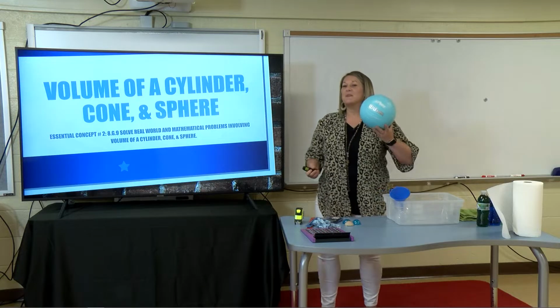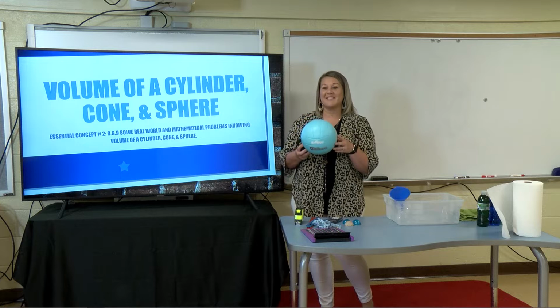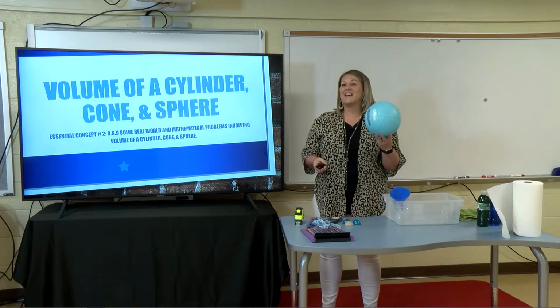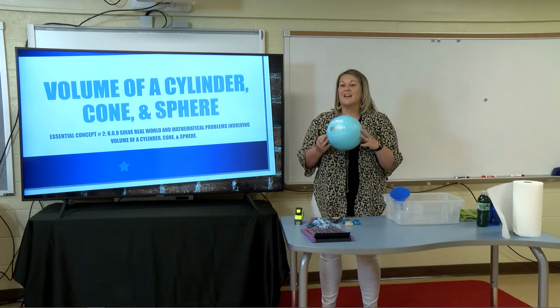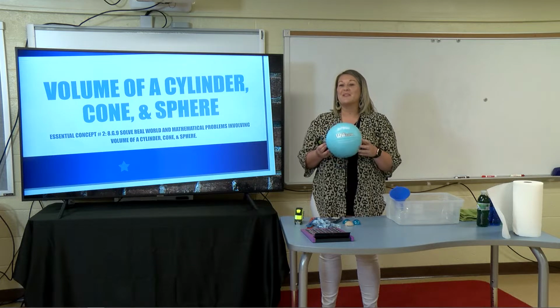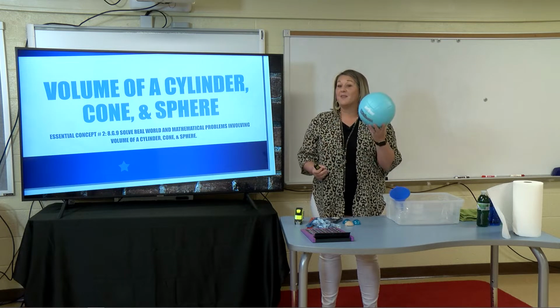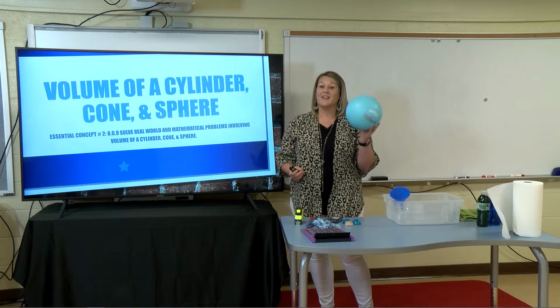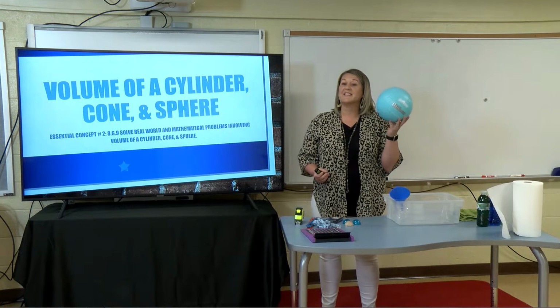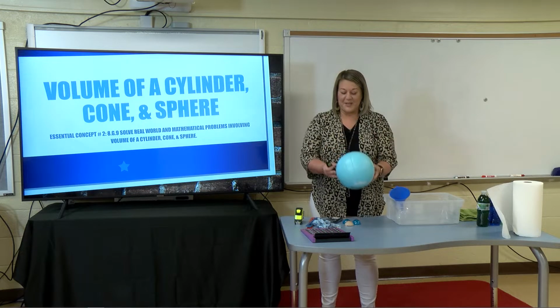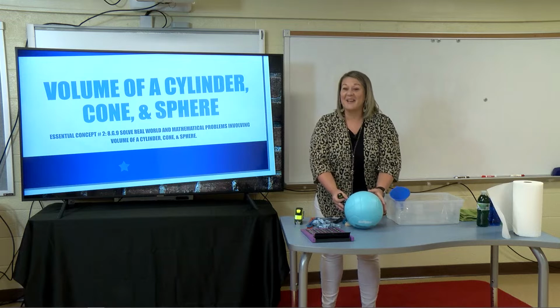I brought a sphere with me today. I'm sure you know what this is. Maybe you've played outside during this quarantine time. A volleyball. So we're going to look at how to find the volume of a sphere. In this lesson, we're going to see how to find the volume of this volleyball. So are y'all excited and ready?